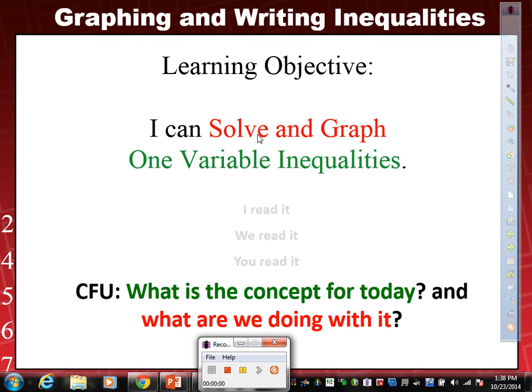For today, I can solve and graph one variable inequalities. Let's read it together. 1, 2, 3. I can solve and graph one variable inequality. So we're starting with a new concept today. Tell your neighbor the new concept, please. I can solve and graph one variable inequality. Very good. That's the objective, and I said tell your neighbor the concept.